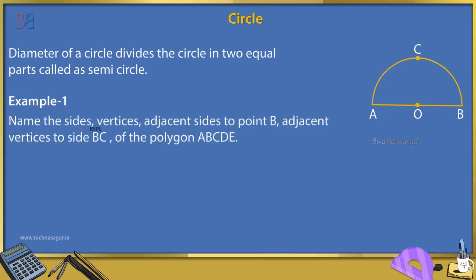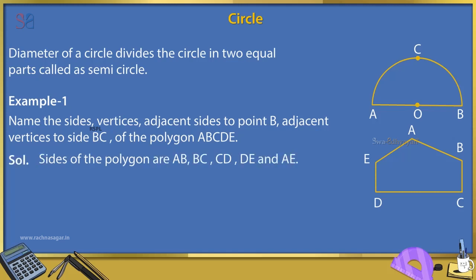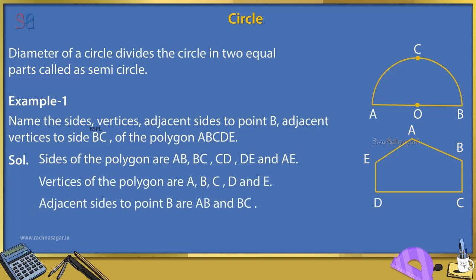Example 1. Name the sides, vertices, adjacent sides to point B, and adjacent vertices to side BC of the polygon ABCDE. Solution. Sides of the polygon are AB, BC, CD, DE and AE. Vertices of the polygon are A, B, C, D and E. Adjacent sides to point B are AB and BC. Adjacent vertices to BC are B and C.